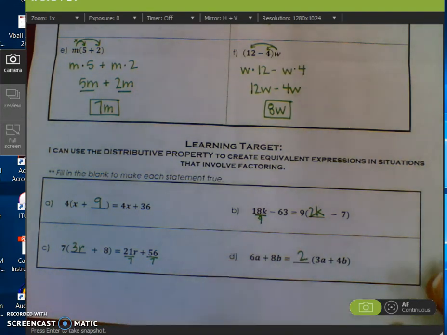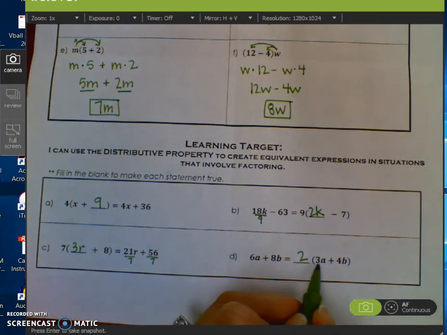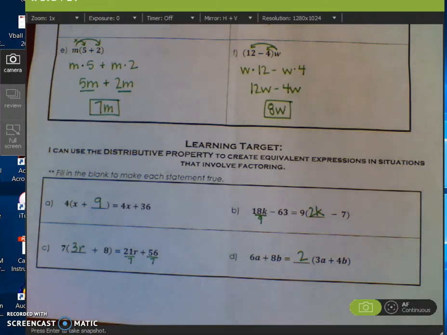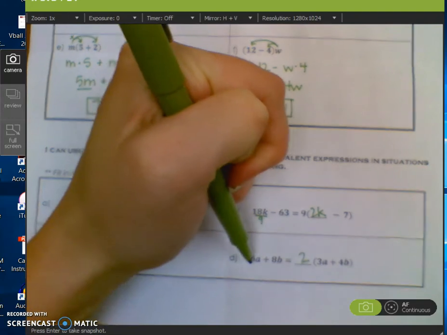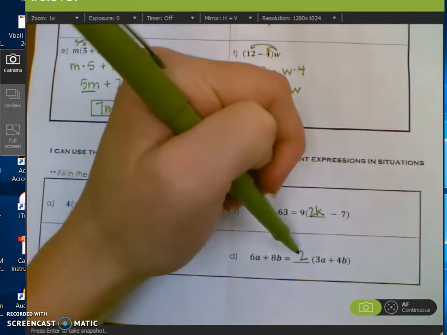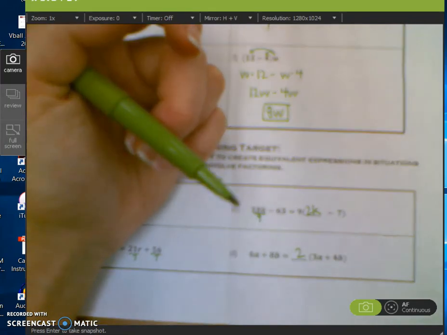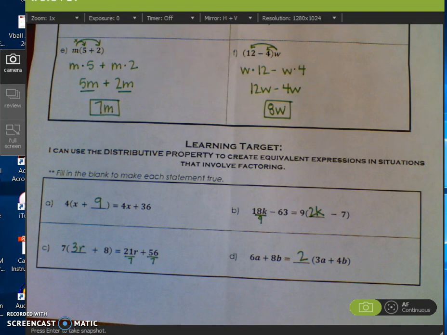And I recognize this to be 2, because 6a divided by 3a gives me 2, 8b divided by 4b gives me 2, or I can just kind of think, okay, well, what times 3a gives me 6a? Well, 3 times 2 is 6, so I tried 2, and then 2 times 4b is 8b, yep. So we've got to just kind of think outside the box a little bit, but we're definitely just thinking about using those inverse operations and using that higher level thinking to try and find those missing values to make each statement true here.